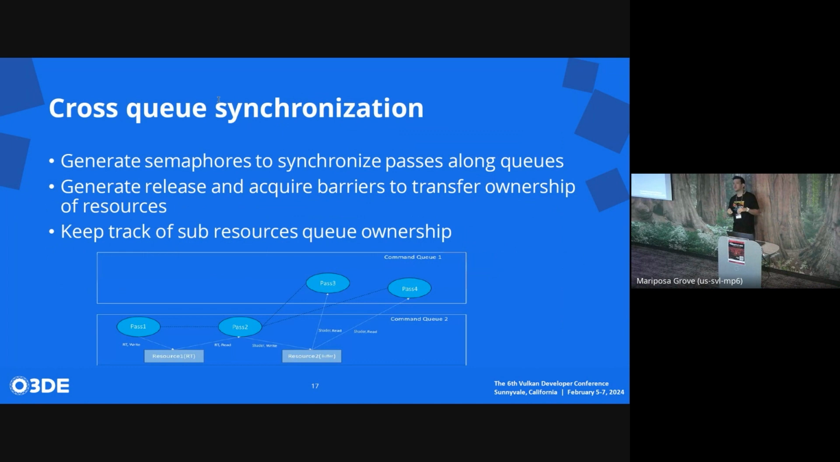Another type of synchronization that we do is cross-queue synchronization because passes can run in different queues. For that, we create semaphores that are going to be doing the signal and wait operation when submitting the command buffers. If there's any transfer of ownership because the queues are from different families, we also generate the release barriers and the acquire barriers that are going to be submitted also in the next phase. Since there's transfer of ownership, we also keep track of the ownership of all of the sub-resources the same way that we did it for the image layout.